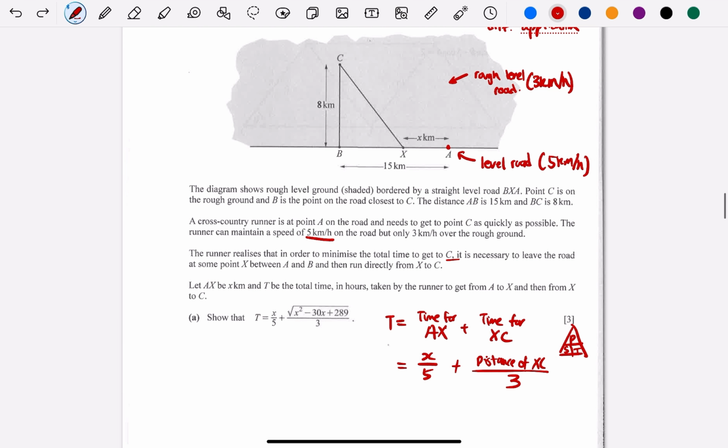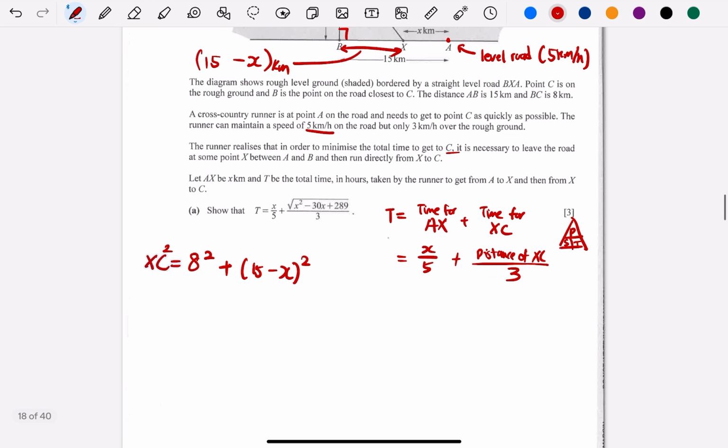So for the distance of XC, you can see that this is just a right angle triangle, and BX is something we can find. BX is actually just 15 minus x. You need to know this so that you are able to utilize Pythagoras theorem to find your XC. So XC squared is the same as x squared plus (15 minus x) squared plus 8 squared. And because we are interested in finding just XC, we will square root this whole thing, in which you need to know that you need to expand because we need to get to that expression.